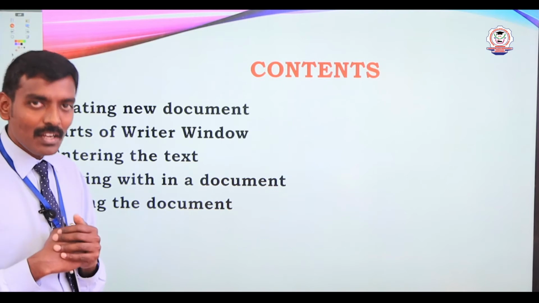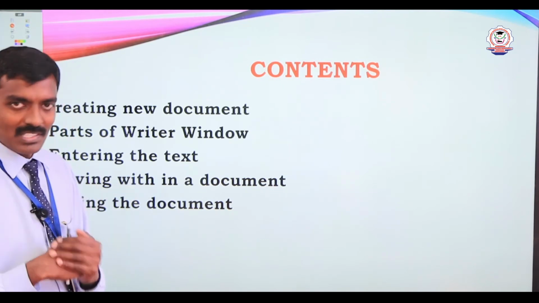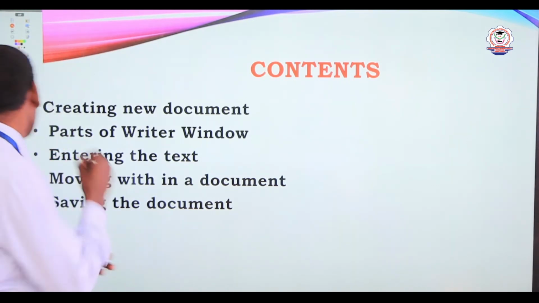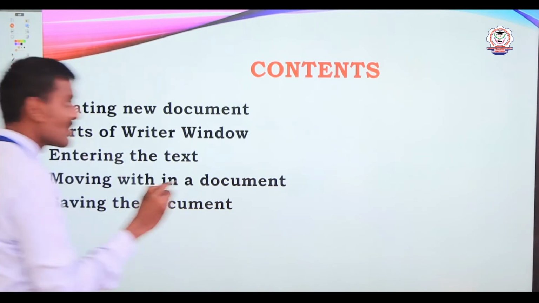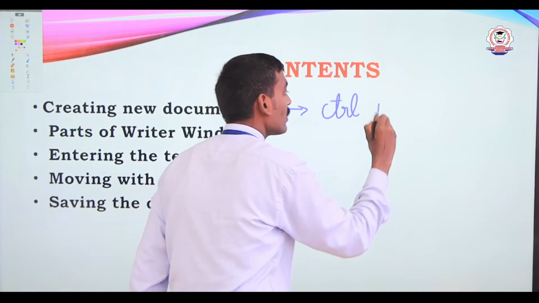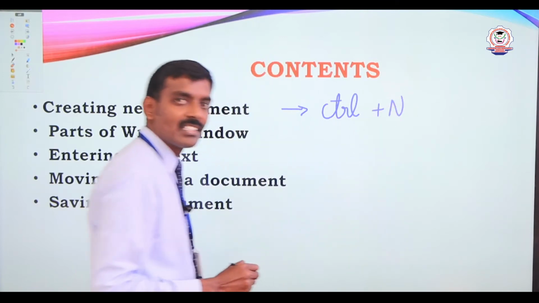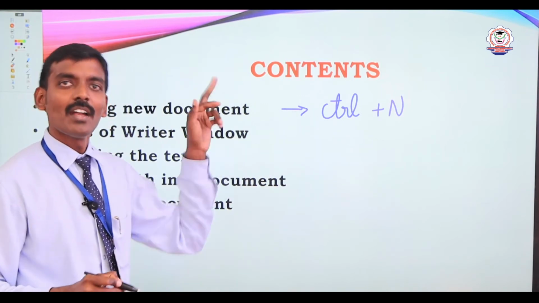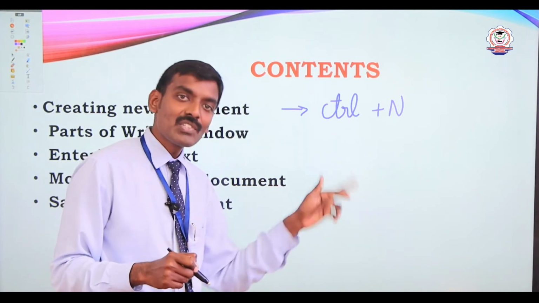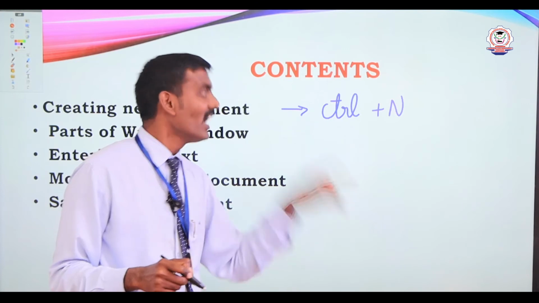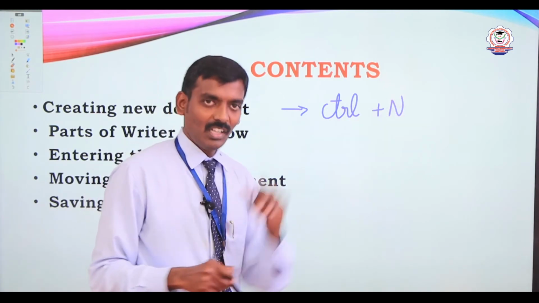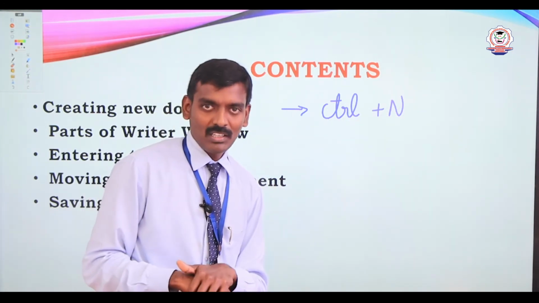How will you create a new document? It's a very simple procedure. What is the shortcut to create a new document? The shortcut is Control plus N. This is the shortcut key to create a new document. When a Writer document is already opened, or a spreadsheet or Calc, or any other OpenOffice document is already open, you can use the shortcut key to create a new document.